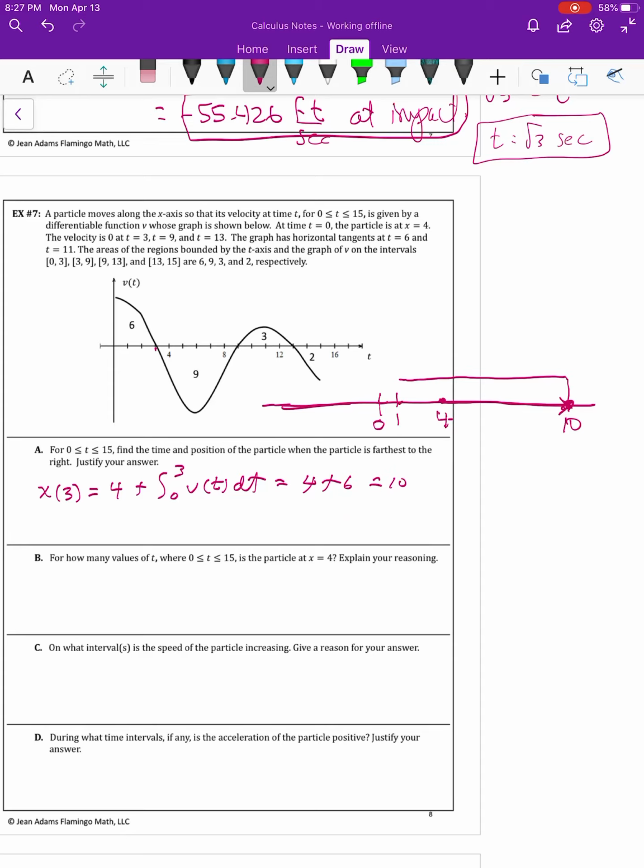Okay, so it's pretty far to the right. Then it goes 9 this way. Okay, so now it's at 1. Then it goes 3 more. And now it's back at 4 again. Then it goes 2 back. So the furthest it is away, you could think, oh, well, I compared it to x of 13, which was 4 plus the integral from 0 to 13 of v of t dt. And so that was 4 plus 6 minus 9 plus 3.